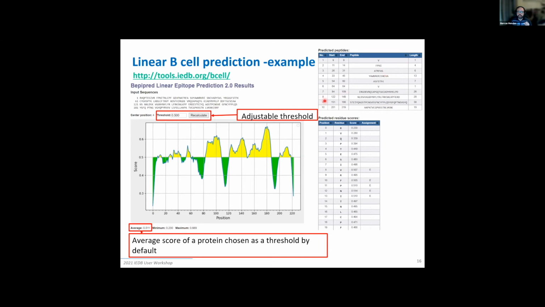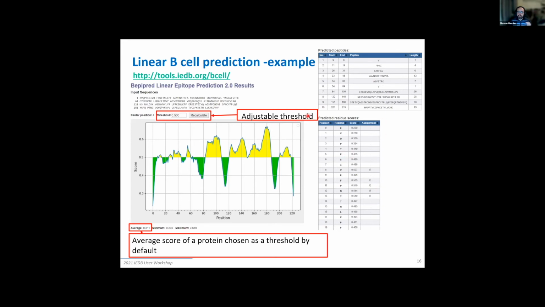So for example, here I have the number 9. This peptide, this epitope here, starts at 151 and ends at 188. This region over here has the best score so far, which is probably an epitope.